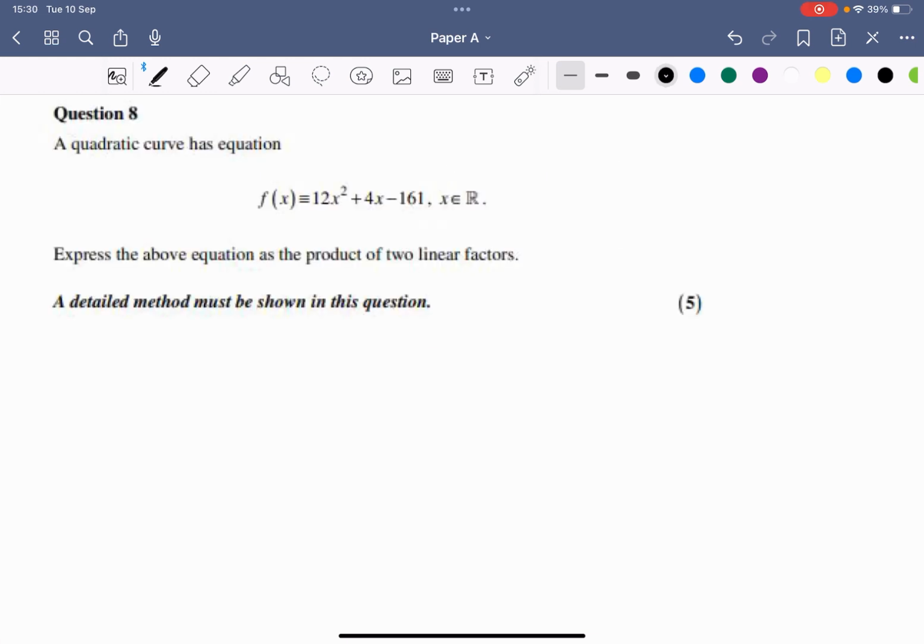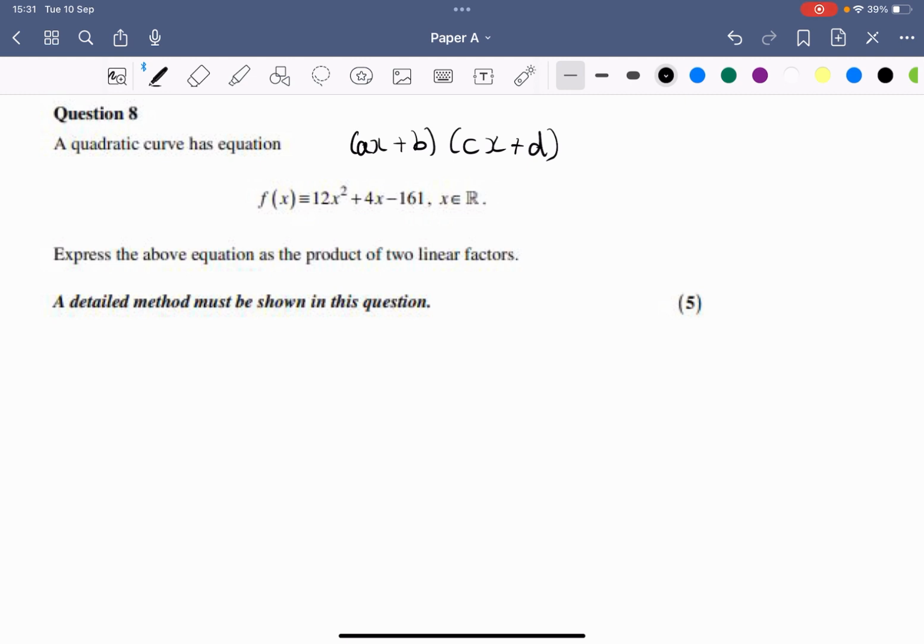Alright, so for question 8 we have a quadratic curve which has the equation f of x is equal to 12x squared plus 4x minus 161, and we need to express this equation as the product of two linear factors, which essentially just means something like ax plus b, cx plus d.